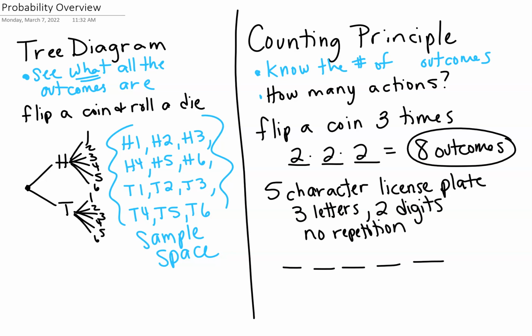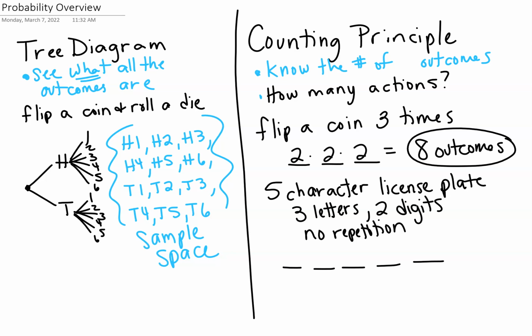It doesn't actually matter where the letters and the numbers are going to go. It's going to be the same answer. So I'm just going to do the letters first and then the digits. So how many letters do I have to choose from for that first blank? How many letters are in the alphabet? 26.